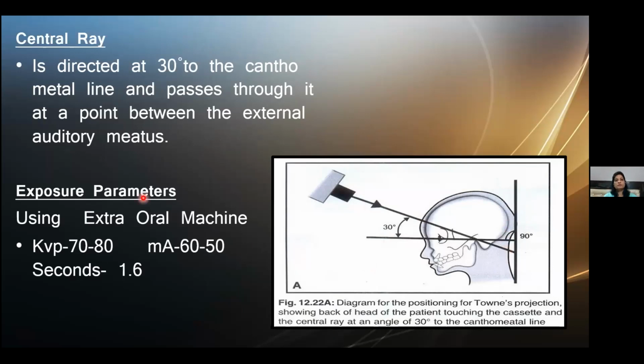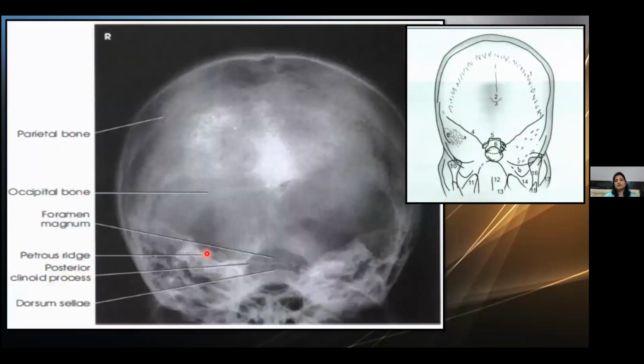So what is the position? Central X-ray. This is the image receptor placed at the back. Central X-ray is directed 30 degree to the canthomeatal line, right? And it passes through the external auditory meatus. So this is the area, external auditory meatus. So 30 degree to canthomeatal line it will pass, okay? Through a point between the external auditory meatus. So I can see, imagine this is the external auditory meatus. So there will be a centering point and I will direct it such that it is 30 degree to the canthomeatal line. So what is the indication I've told you?